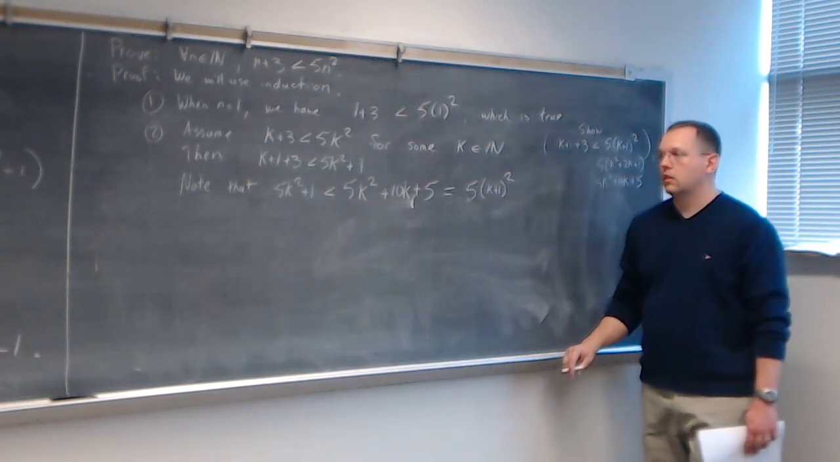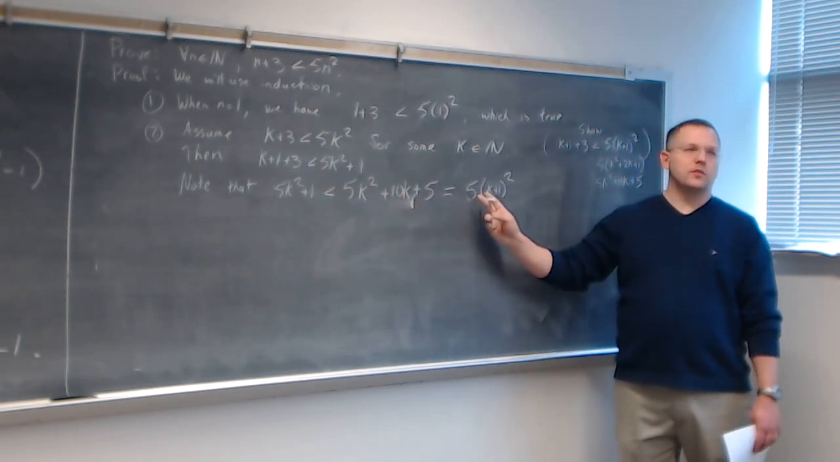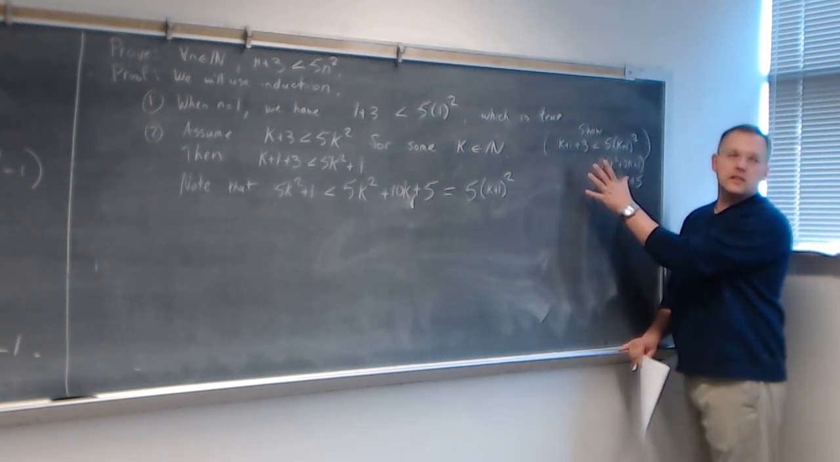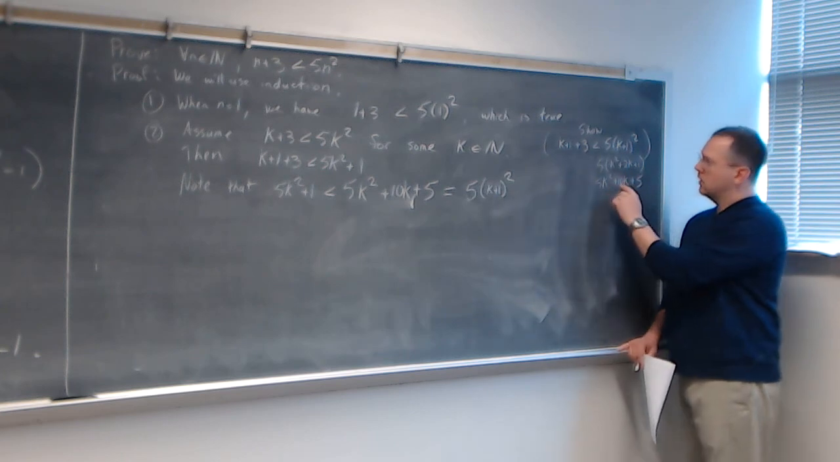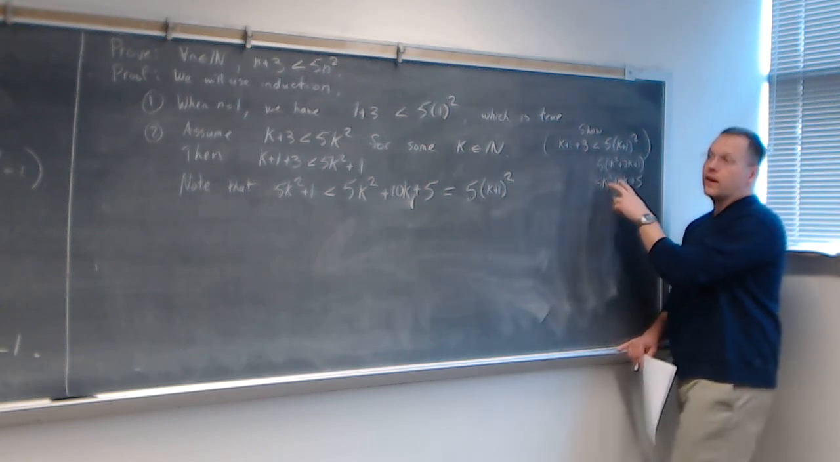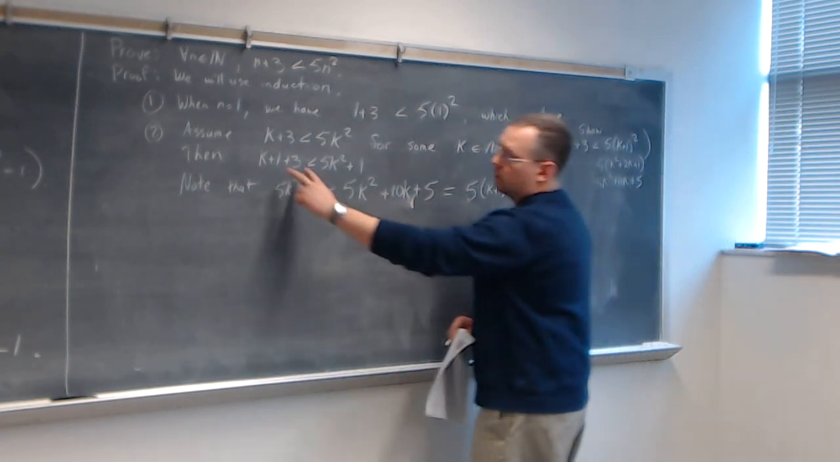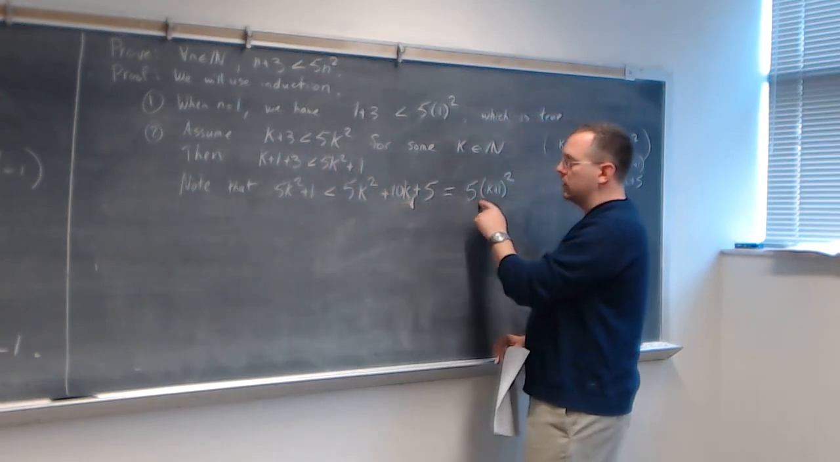squared. You probably wouldn't know that if you work it straightforwardly. This is where the behind-the-scenes scratch work happens, right? We want it to look like this, but that stuff equals this, and that's okay, because this is still greater than 5k squared plus 1. So k plus 1 plus 3 is less than this, but this stuff is less than this, which equals what we want.